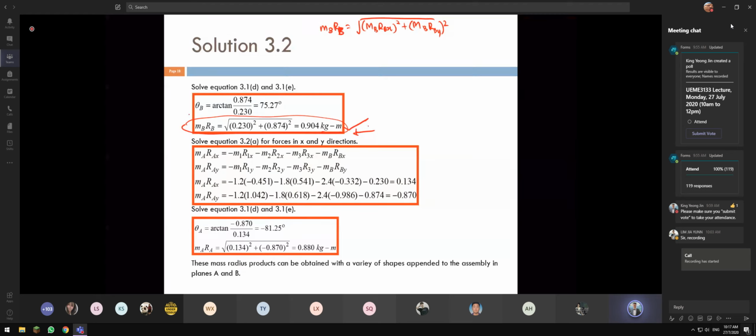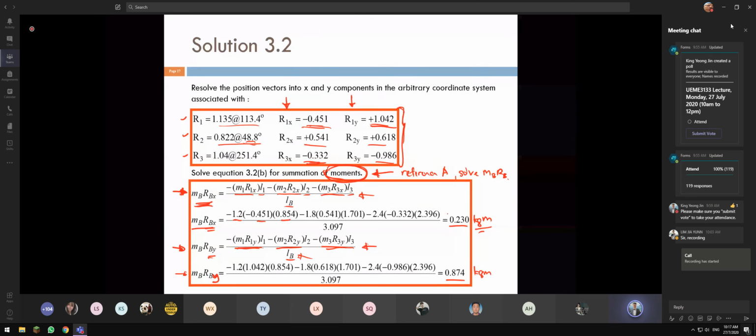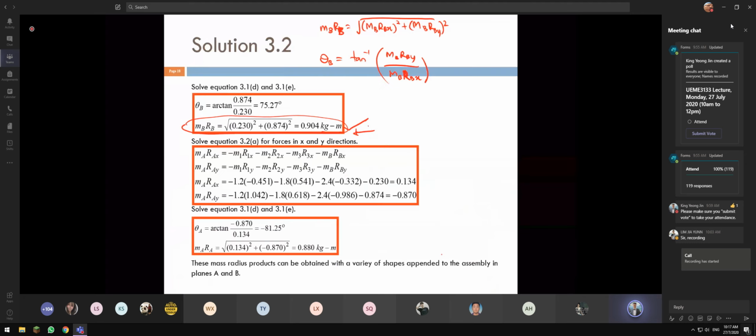Then we have to find the angle. Theta B is the inverse tangent of MBRBY divided by MBRBX. So we'll take this, and now you can check. We get a positive value here and a positive value here. What it means is, if we draw this, it will be somewhere in the first sector. So the angle you find, theta B, is basically that.